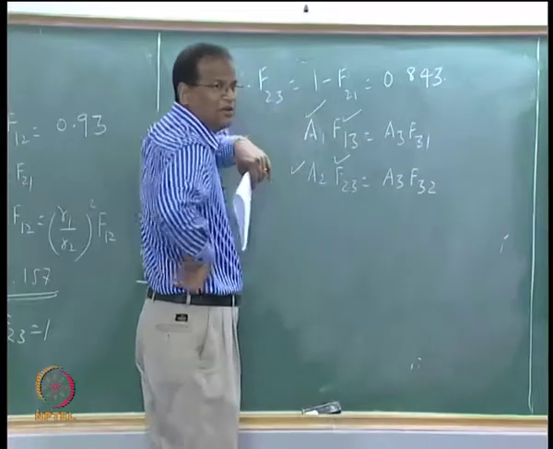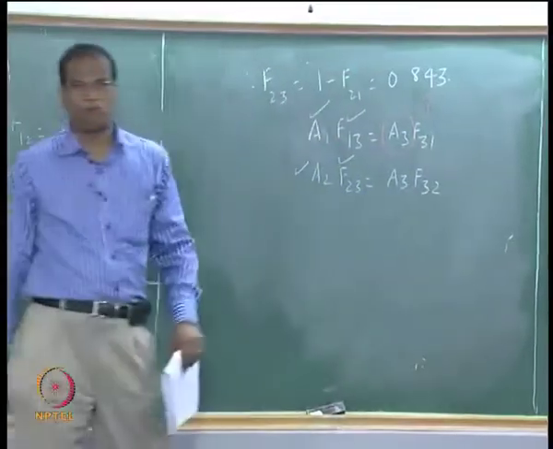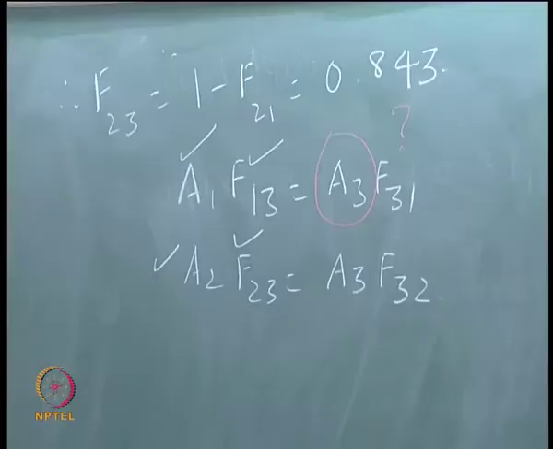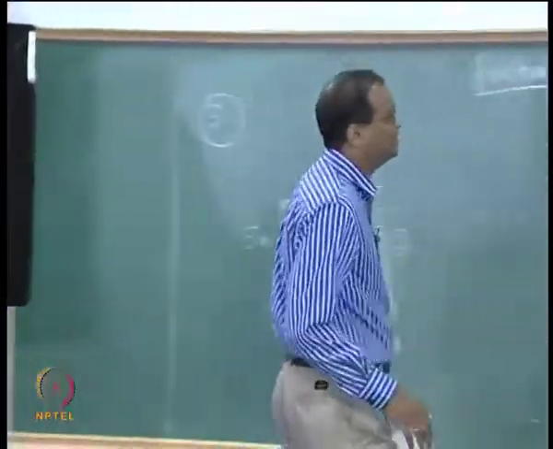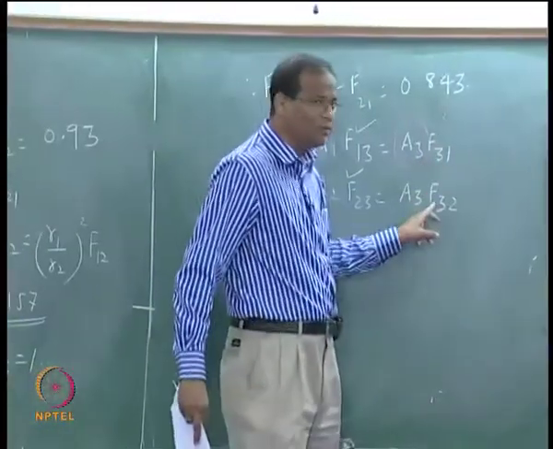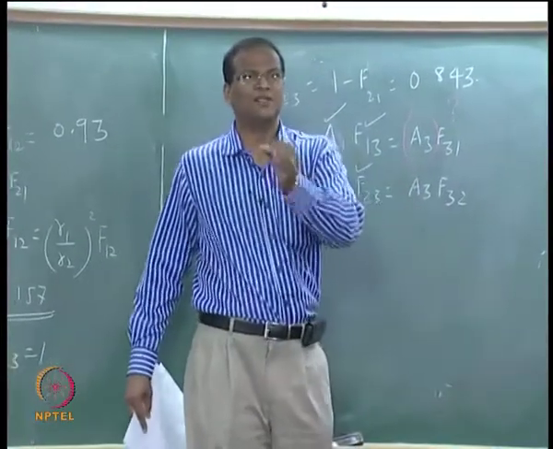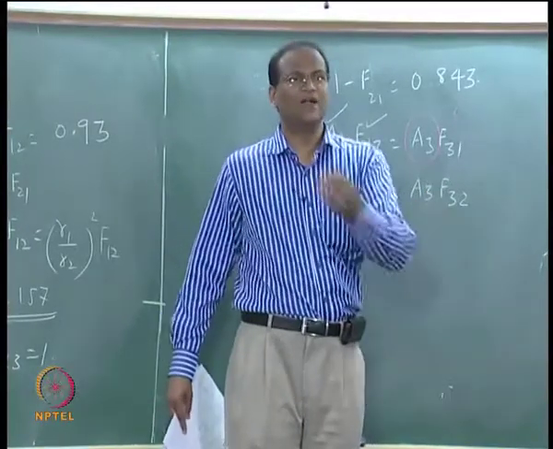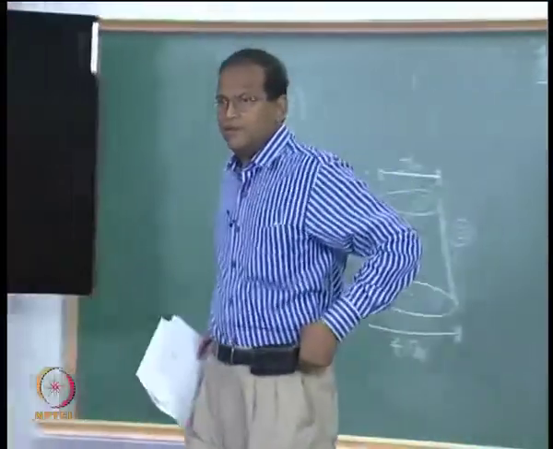Left side is completely known. A3 is not known. A3 you have to find out from your fundas, from your knowledge of geometry. Please do it. If you get A3, you can straight away get F31 and F32. Once you get F31 and F32, F31 plus F32 plus F33 equals 1, so F33 is 1 minus F31 minus F32, then it is over.